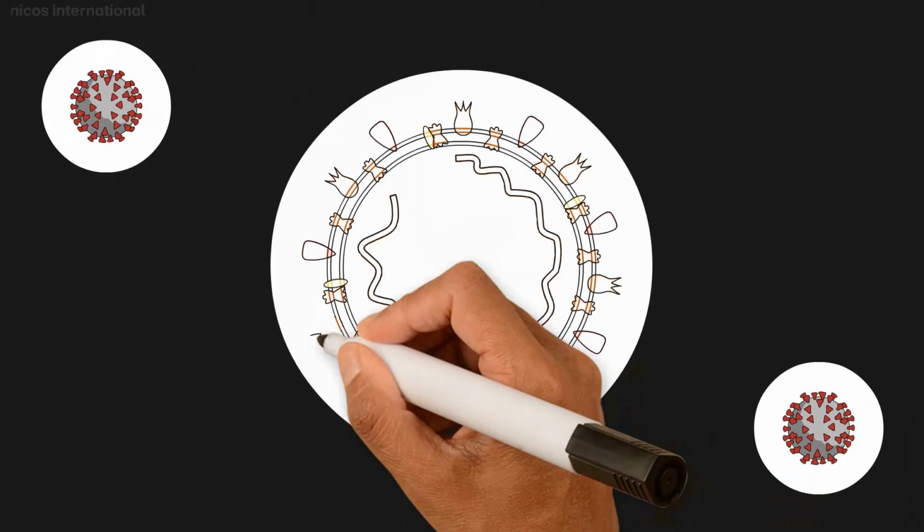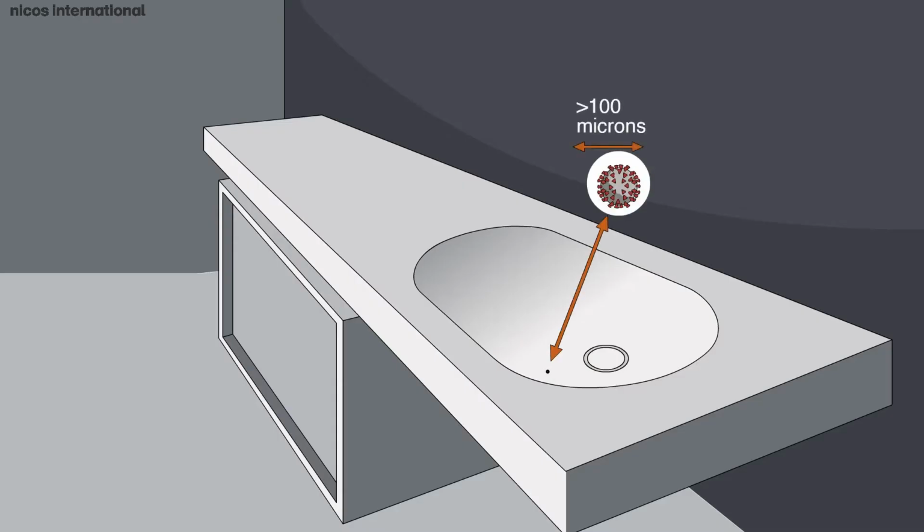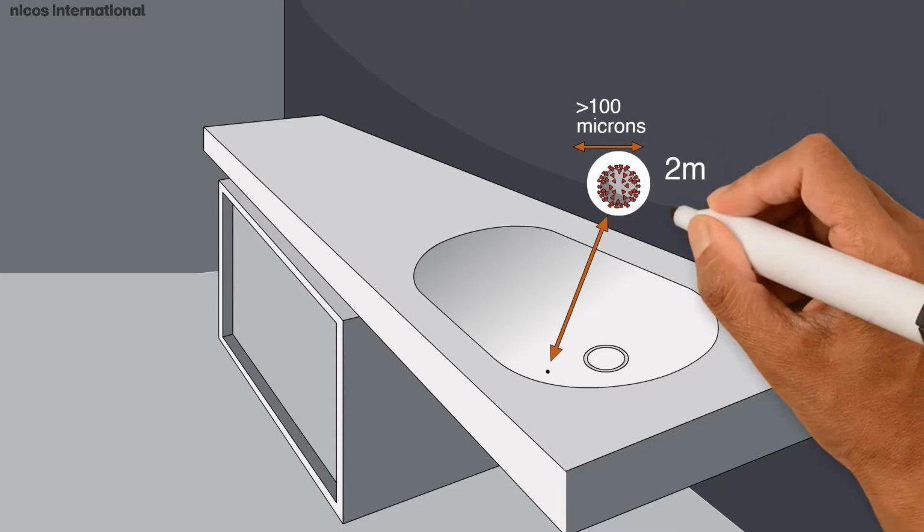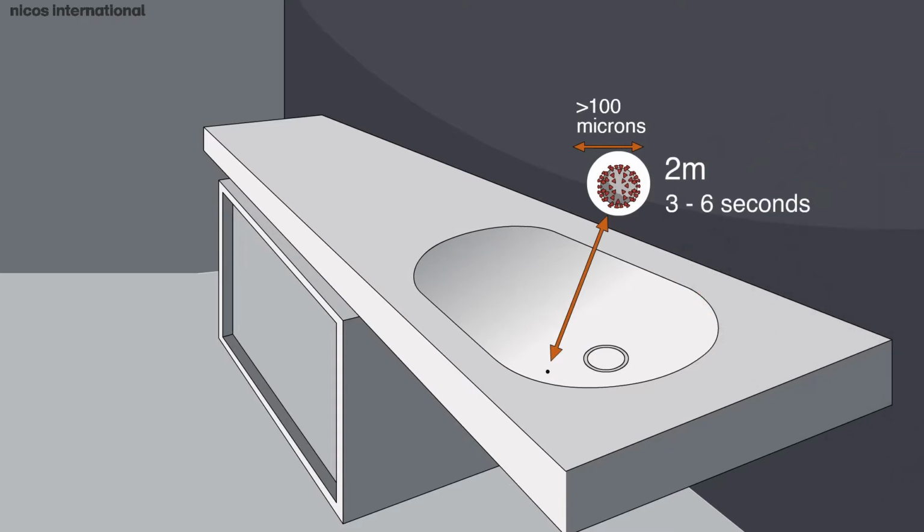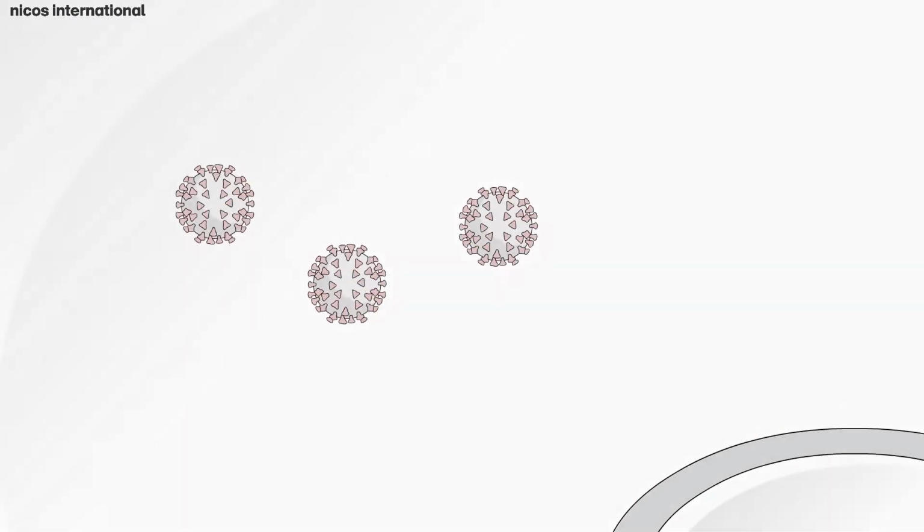They are deposited in the form of droplets. If larger than 100 microns from a height of 2 meters, they are deposited on flat surfaces in 3 to 6 seconds and from a horizontal surface from about 1.5 meters away. Then they evaporate quickly, dry, and become a solid material.